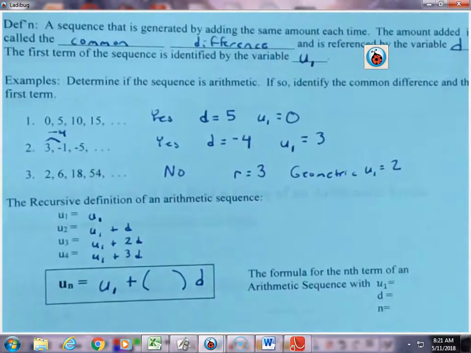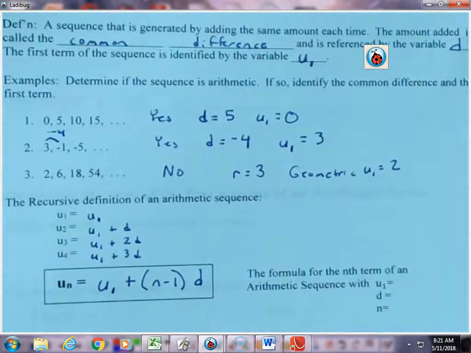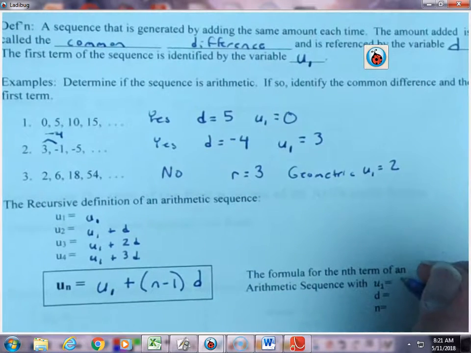N minus 1. You got it. And the reason is because you don't have to add d for the first term. So you're adding it for all the other terms, but not for the first term. So n minus 1 d's. Okay, and that's your formula for finding whatever term that you want.